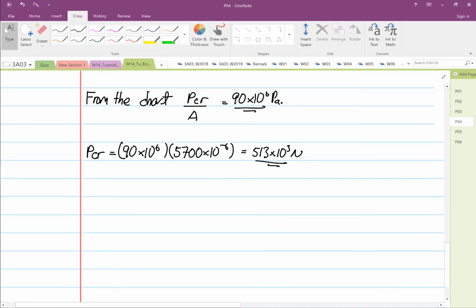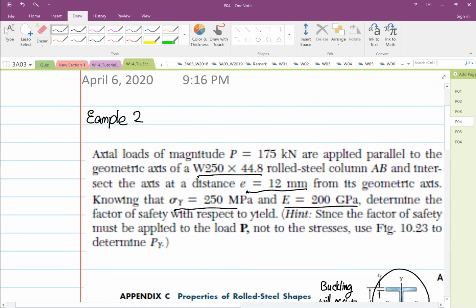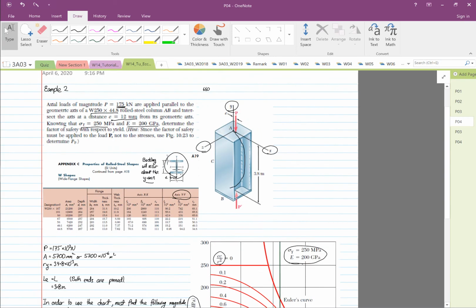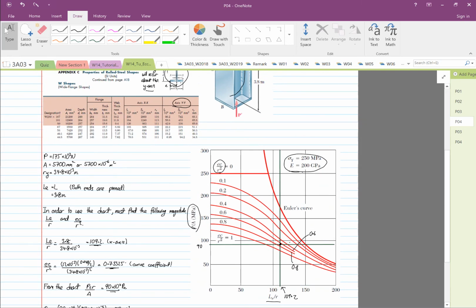So the factor of safety will be equal to the critical load divided by the allowable or applied load. So it's 513 times 10 to the power 3 divided by 175 times 10 to the power 3, because that's the applied load. So from here, this will be equal to a factor of safety of 2.93. Right, that's all for buckling that we're going to do.